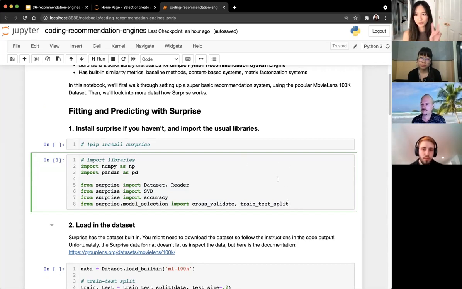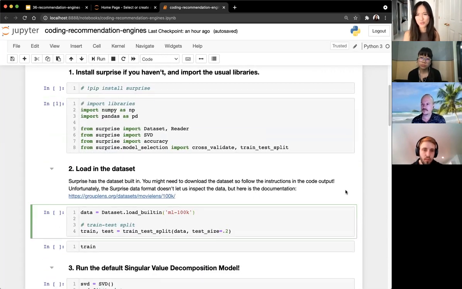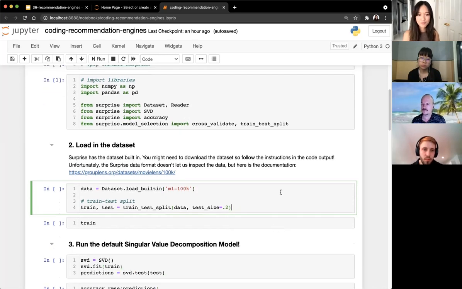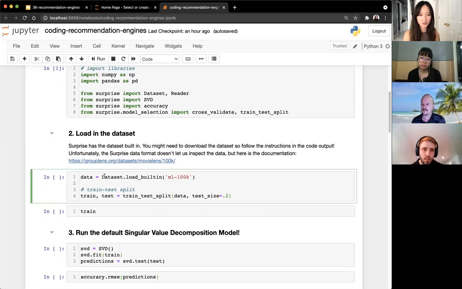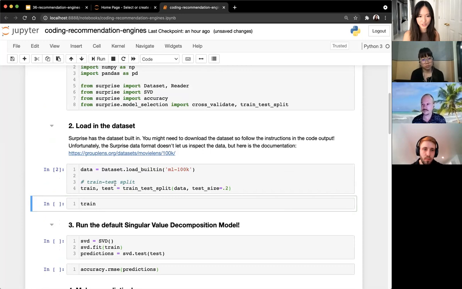So I'm going to go through two quick examples. One, I'm just going to use a built-in data set. This is a MovieLens data set. I believe it's the same data set that was used in one of the labs, actually. So I'm just loading this data set, and I'll show you how easy this is. Do my train test split.